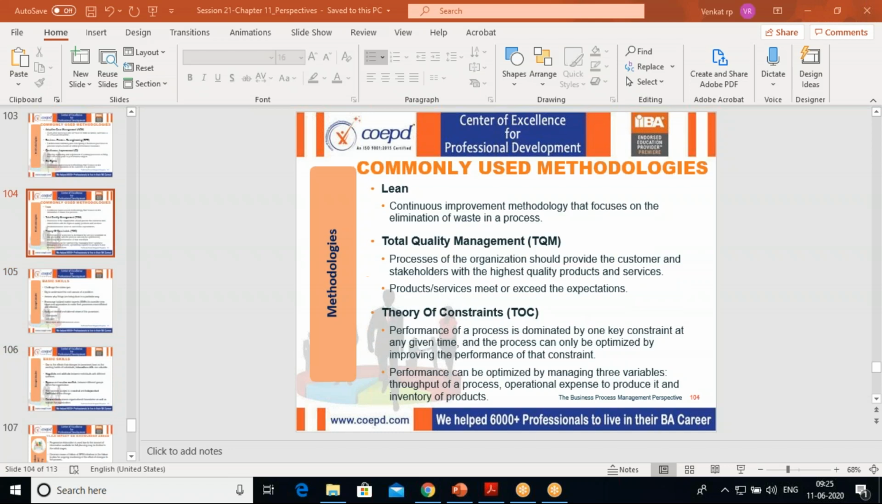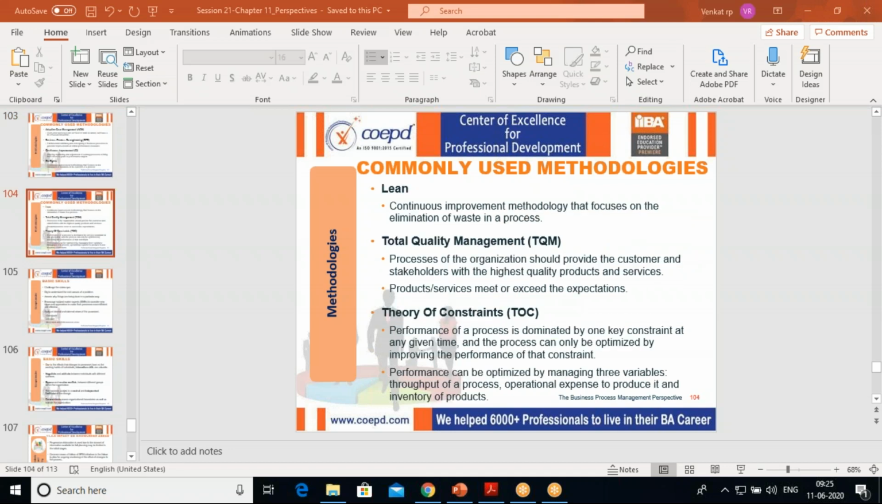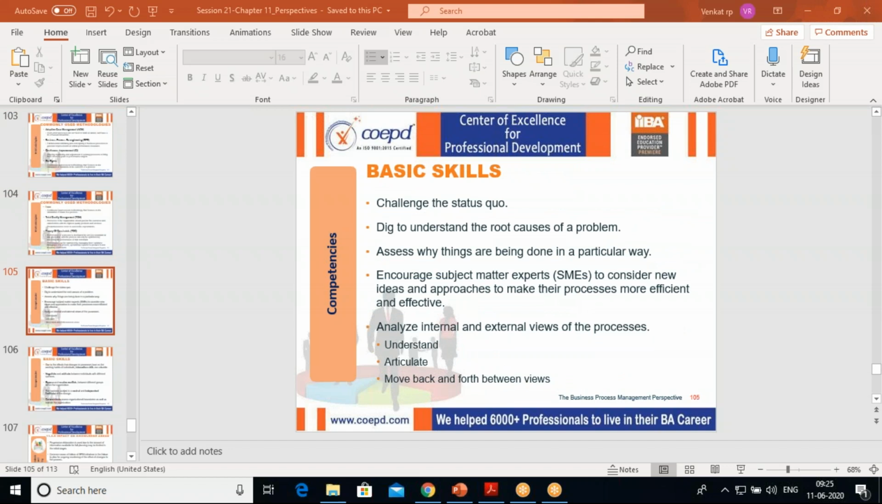Okay, most of the time we will be going ahead with continuous improvement, and we will be looking into business process reengineering. These two are commonly adopted methodologies. Okay, work on it. And while we are working on it, first of all we should have clarity on the current process, and we should clearly understand what the challenge is.